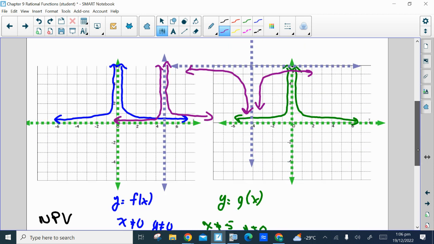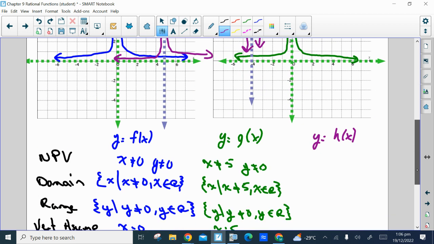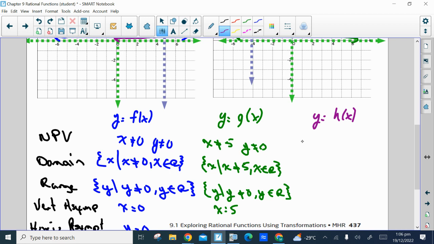So now if we want to state all these characteristics for y equals h at x, the graph went 4 to the left, so our vertical asymptote was at x equals -4. That's our restriction, our non-permissive value. And it went up 6 units, so y cannot equal 6. That's our restriction on y. The domain comes from the restriction on x. And the range comes from the restriction on y.